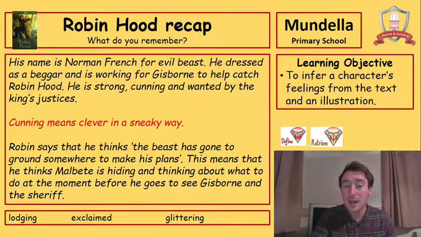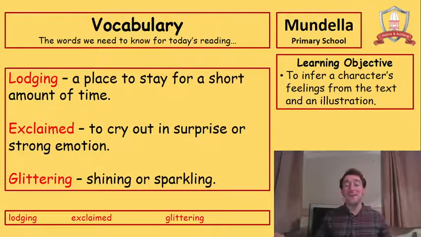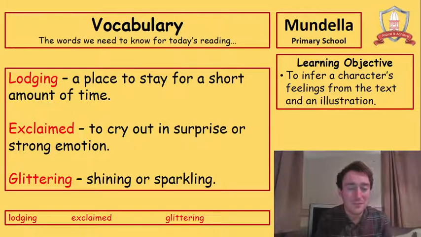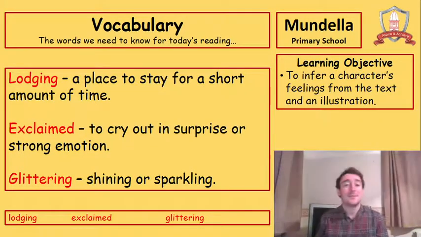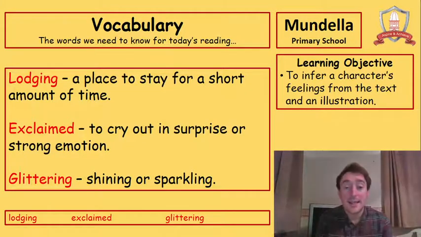Let's have a look at our vocabulary for today. And there's only 3 words. We've got less than normal. The first one is lodging. Lodging is a place to stay for a short amount of time. Exclaimed. If you exclaim, you cry out in surprise or strong emotion. So you often see that in stories. You'll have exclaimed a character. And finally, glittering. If something is glittering, then it's shining or sparkling. It's shiny. And those are our 3 words.